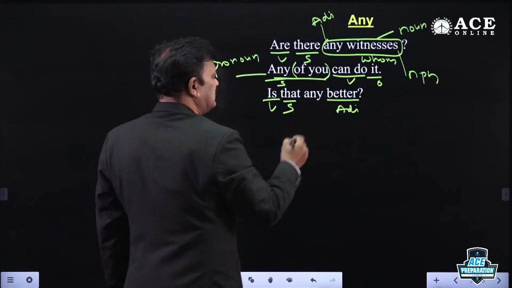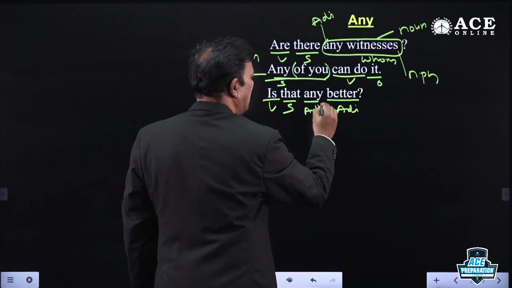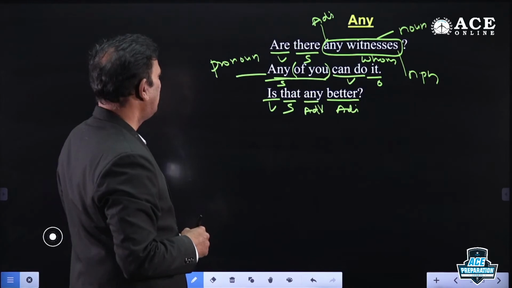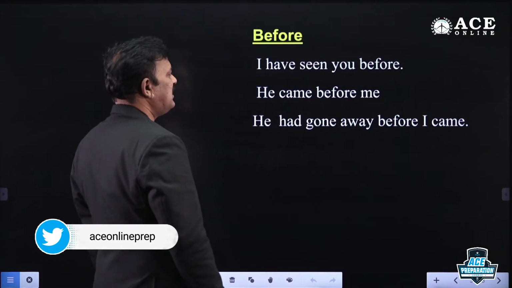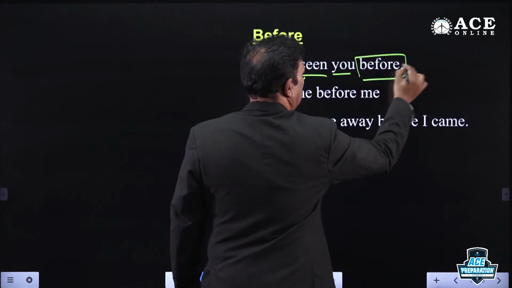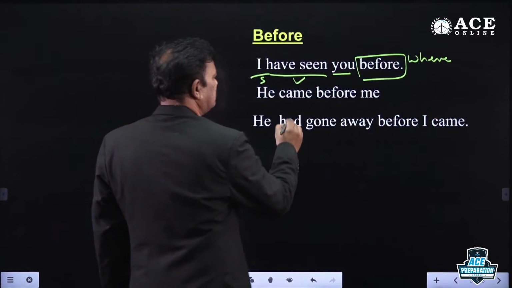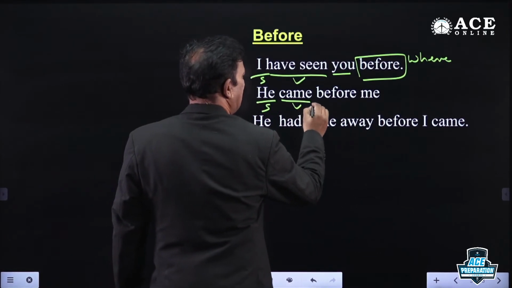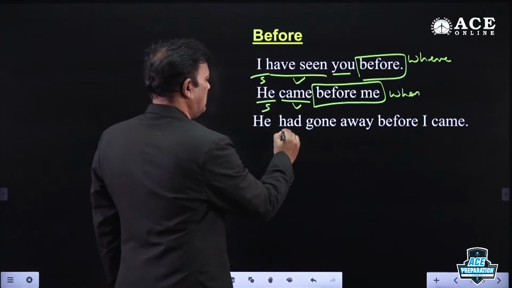Okay, this is giving extra information about an adjective, this is an adverb. How? Better. Before. I have seen you where? I have seen you where? He came when? Had gone.